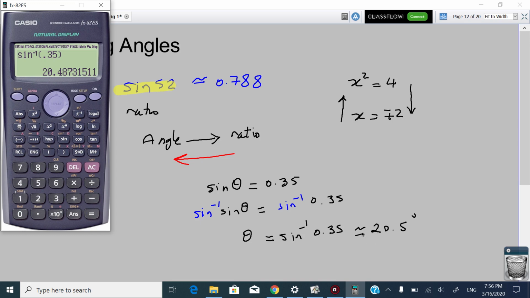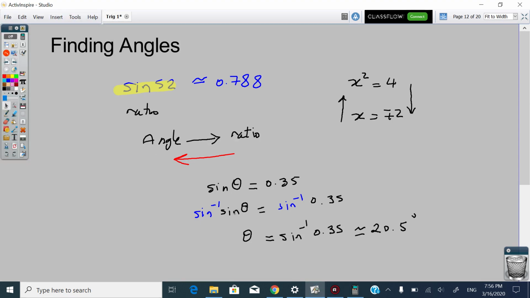Now I need to stress that this -1 is not an index. This is not a power. This does not mean 1 over sine. It is just a notation to say that we are inverting the sine. It is not, I repeat, it is not a power, not an index. It does not mean 1 over.